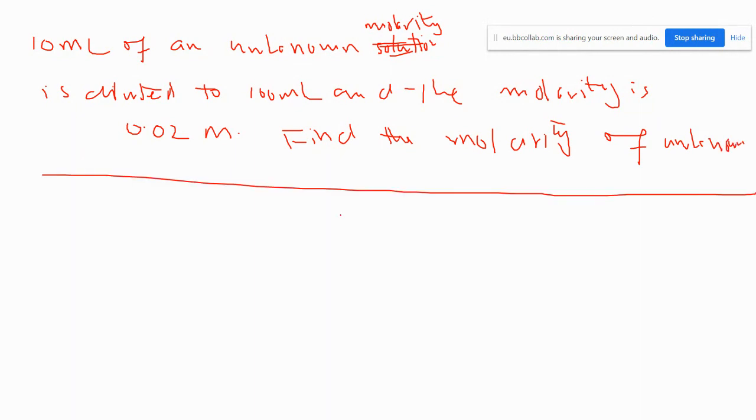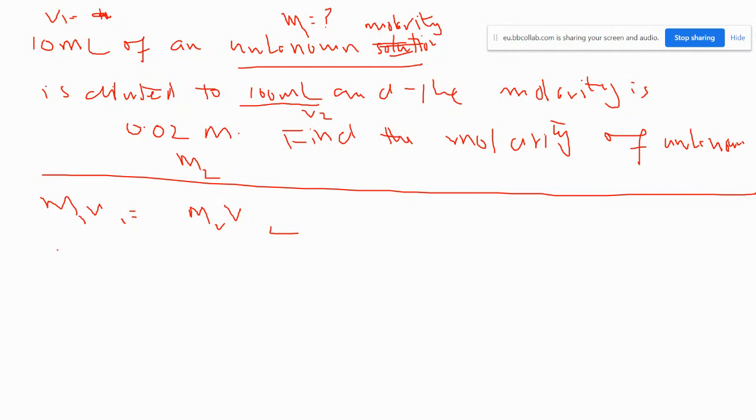Okay, now the question says we have two solutions. The first solution, the molarity is unknown. M1 is unknown. V1 is there, 10 ml. And M2 is given. V2 is given. So we use the same formula: M1 V1 is equal to M2 V2. M1 we don't know, so we will say M2 times V2 divided by V1 if we want to find M1.